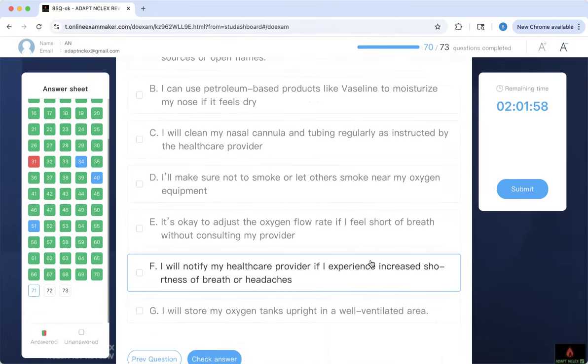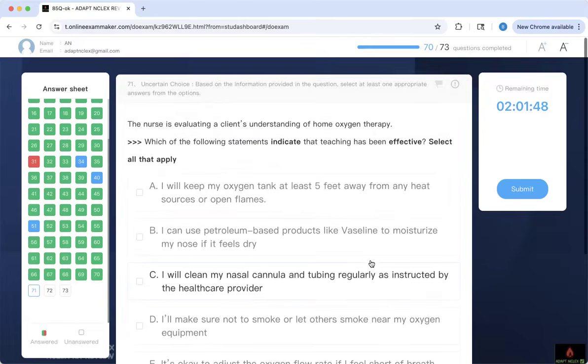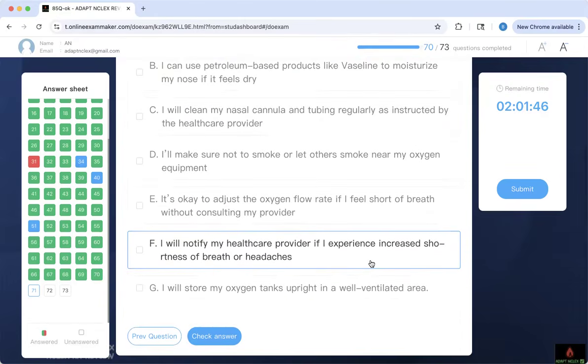It's okay to adjust the oxygen flow if I feel short of breath. That's wrong. It's wrong because if you use oxygen, there are certain things we have to tell you not to do. That one is completely wrong. I will notify the healthcare provider if I experience shortness of breath or headache, right? So that is toxicity from that.